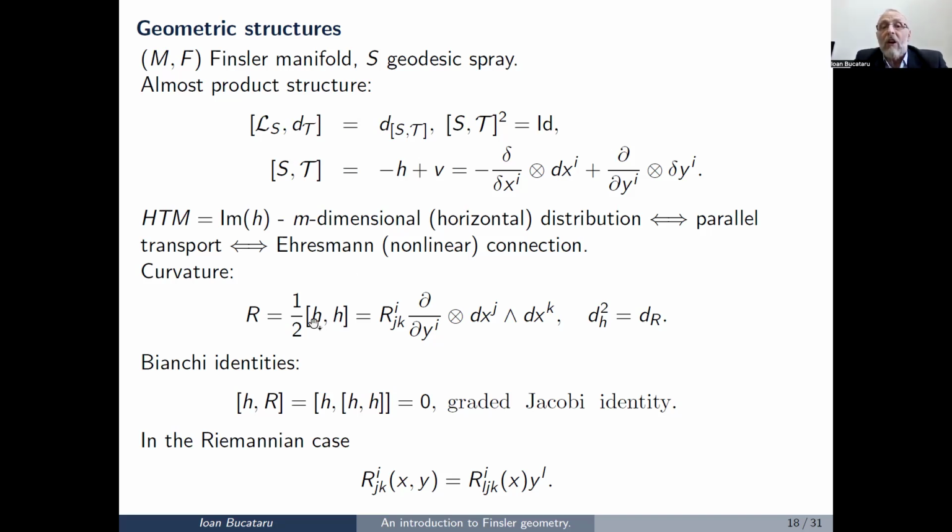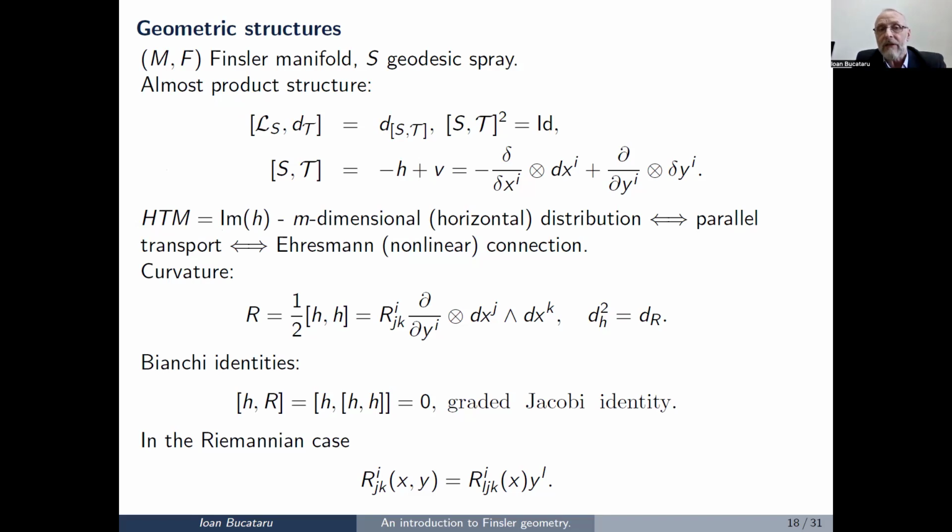And the Nijenhuis torsion of this projector gives what is called the curvature. So in Finsler geometry, we can introduce the curvature. It is nonlinear. We can introduce the curvature as the Nijenhuis torsion of this projector, which is a projector in the sense of linear algebra. It squares to itself, and then we can define its image as a subspace supplementary to its kernel, and so on.